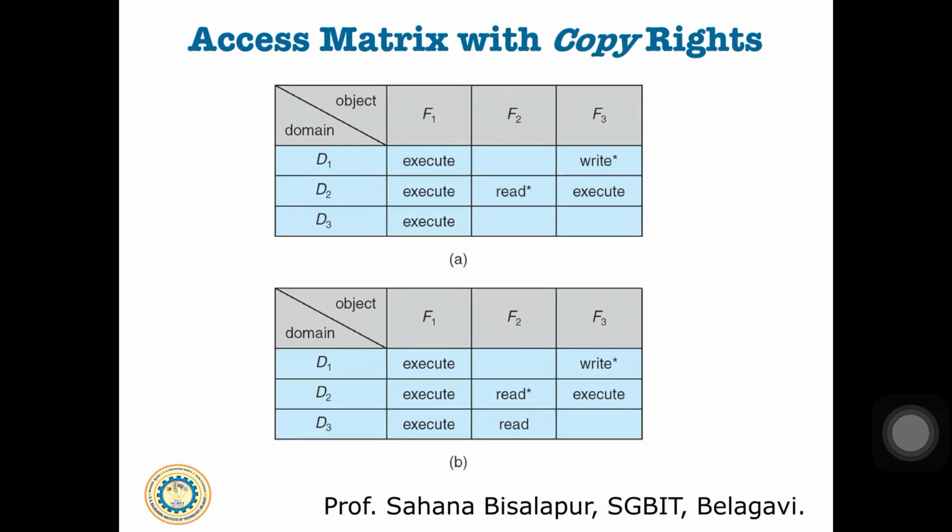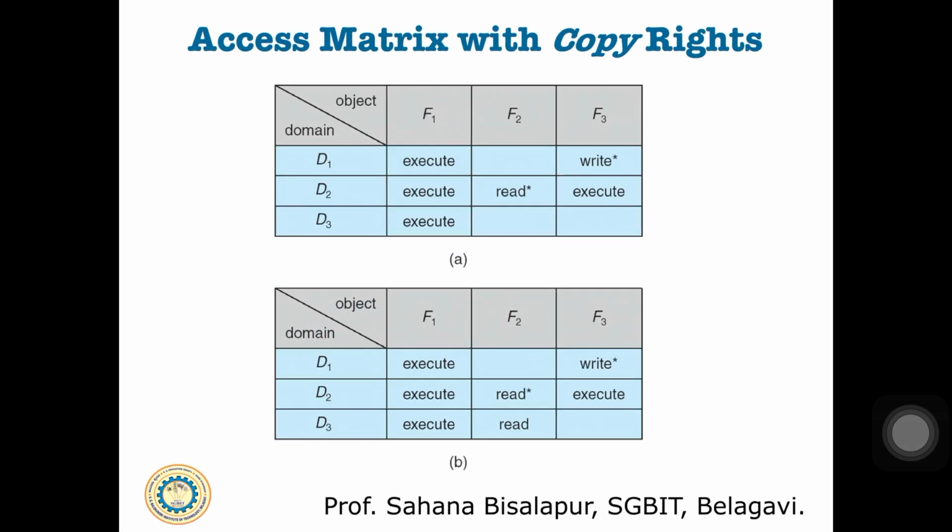First we will see the access matrix with copy rights. Here the ability to copy an access right from one domain, that is from one row of the access matrix, to another is denoted by an asterisk mark, or in common language a star mark, which is appended to the access right. You can see in the slide in figures A and B, we have a star mark with read and write operations in figure A, and the same with B. So the ability to copy an access right from one domain to another domain of the access matrix is denoted by an asterisk mark.